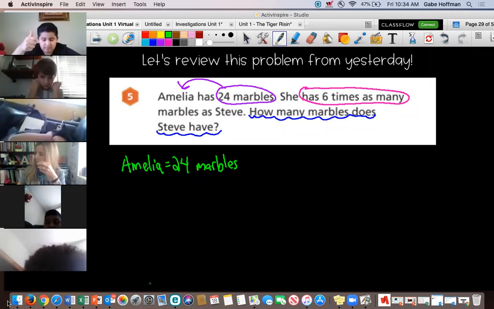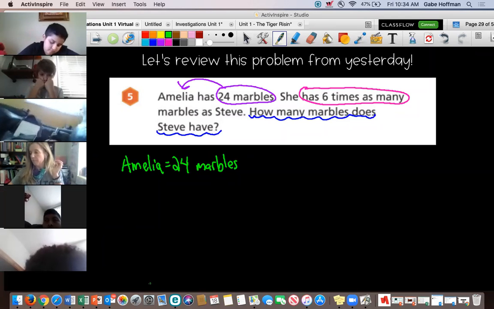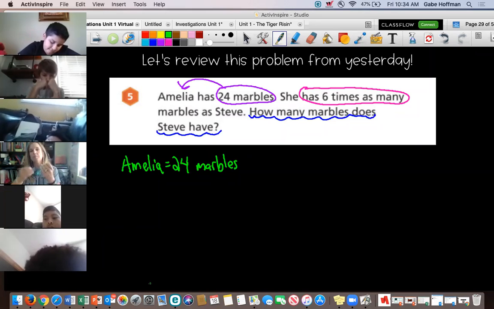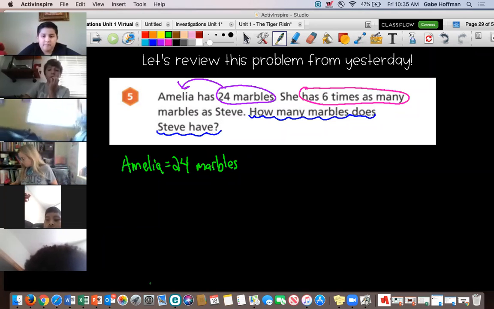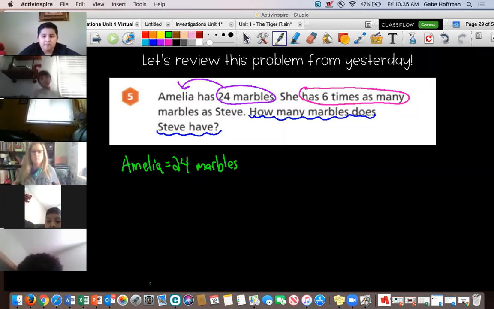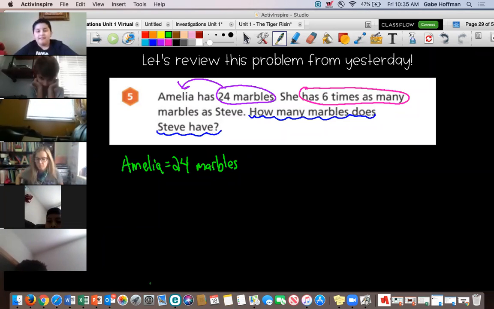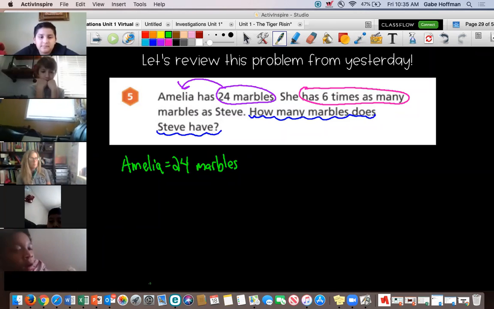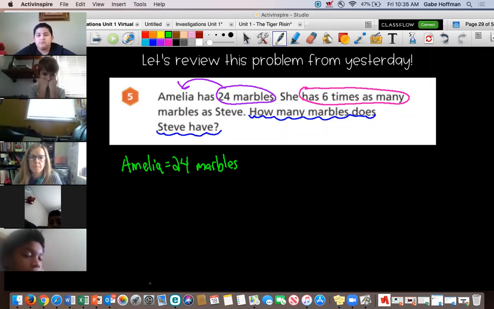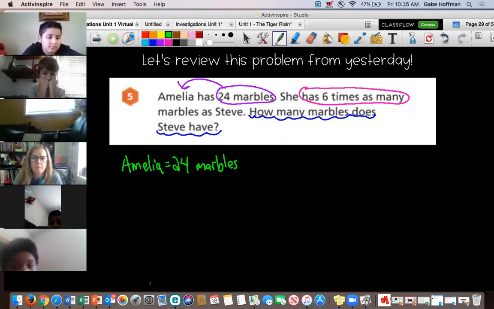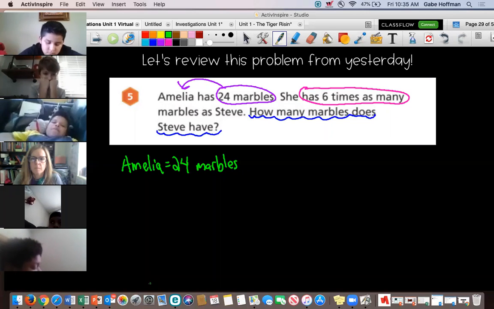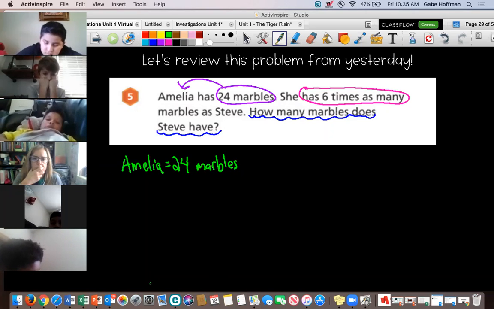All right, so this is where I want to review the language. Go ahead and put your hands down. If it says she has 6 times as many, that means Amelia has more. It doesn't say Steve has 6 times as many as Amelia. Our initial instinct might be to say we have 24 and it says 6 times as many, so we'll do 24 times 6. But that's what's tricky.